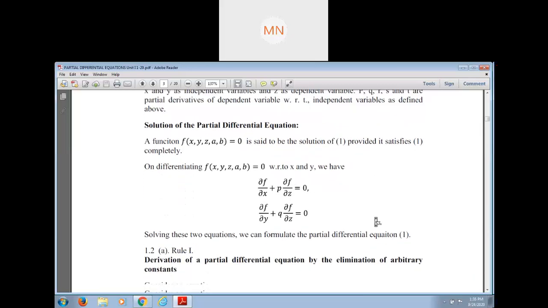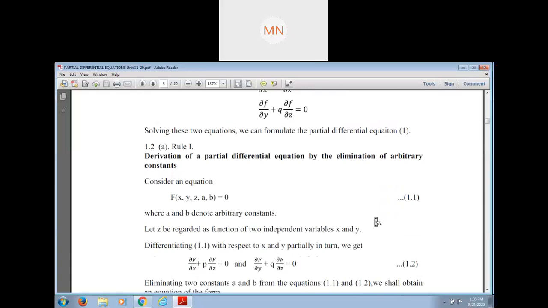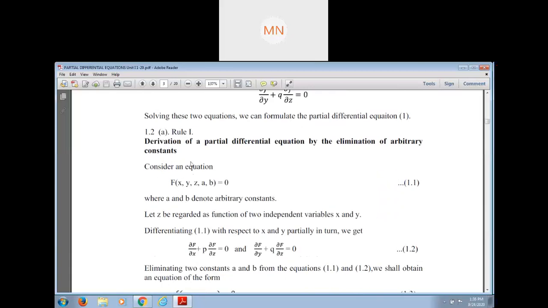How can we solve this one? Suppose we consider a first order partial differential equation, where a and b are some constants, and z is the dependent variable.